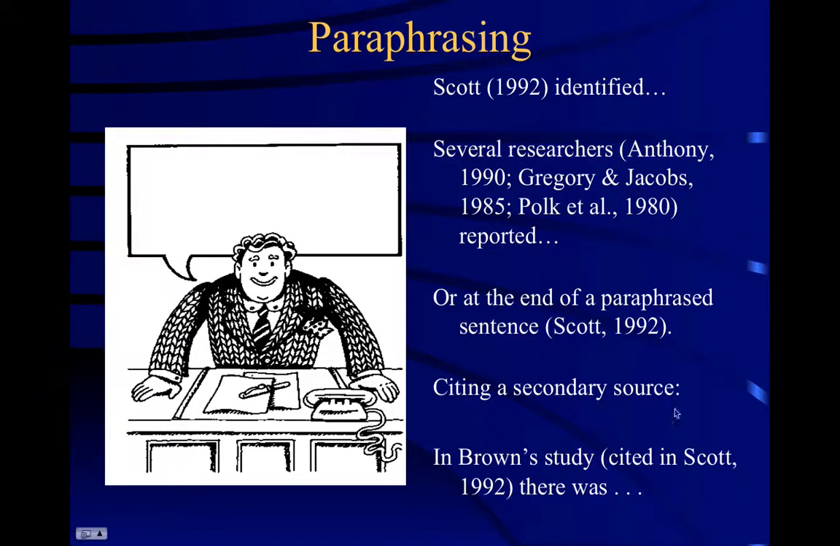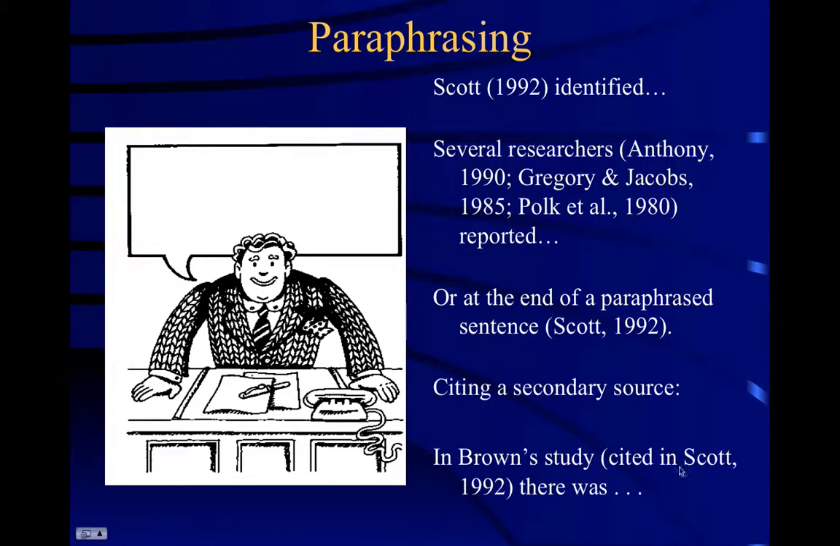Here's citing a secondary source. Now, here's something very important to think about. If you are reading an article by Scott, and Scott talks about a study by Brown, and you want to introduce or cite that in your paper, this is how you would do it here at the bottom of this slide. So you would say, in Brown's study, cited in Scott 1992, there was blah, blah, blah.